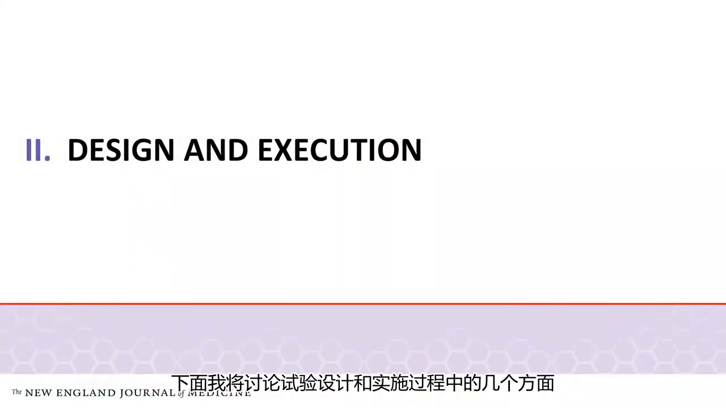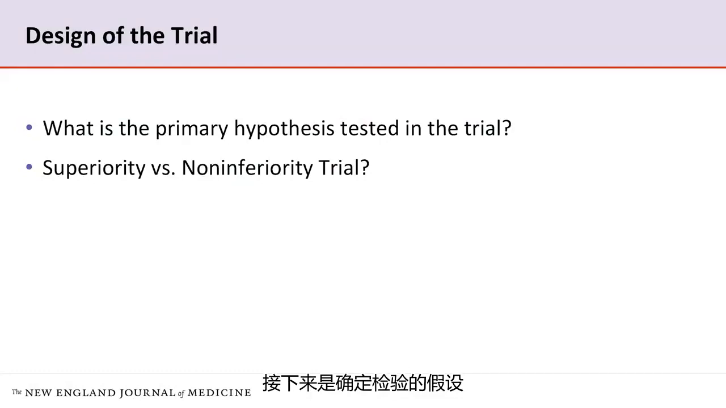I will now discuss several aspects of the design and execution of the trial. The first step in assessing the design of the trial is to identify the interventions compared and the primary outcome measure for the trial. Next, determine the specific hypothesis that was tested. Most clinical trials are designed as either superiority or non-inferiority trials, depending on the hypothesis being tested.